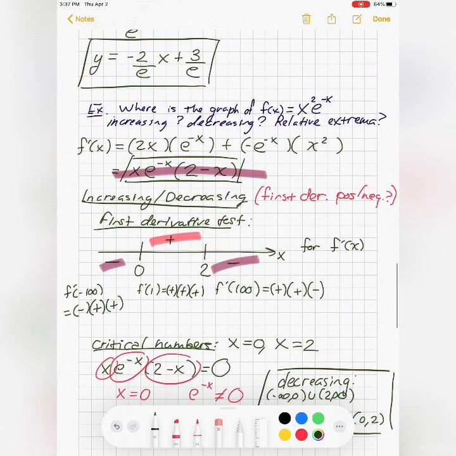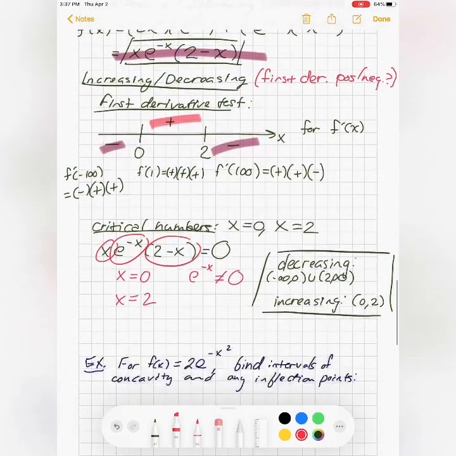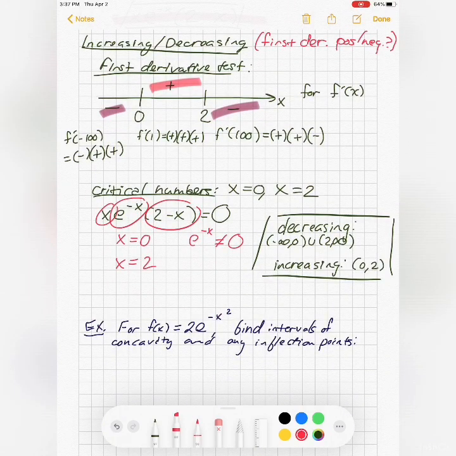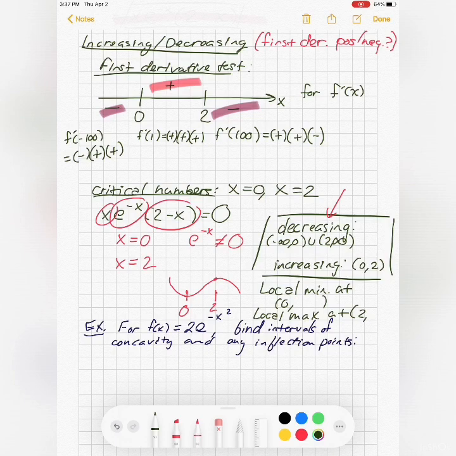Okay, what else did this question ask? It asked about relative extrema. So let me just think about my conclusion over here for a second. So the function is decreasing from negative infinity to 0, then increasing from 0 to 2, then decreasing. So I think I can make my conclusion. I think I have a local min at 0, a local max at 2.